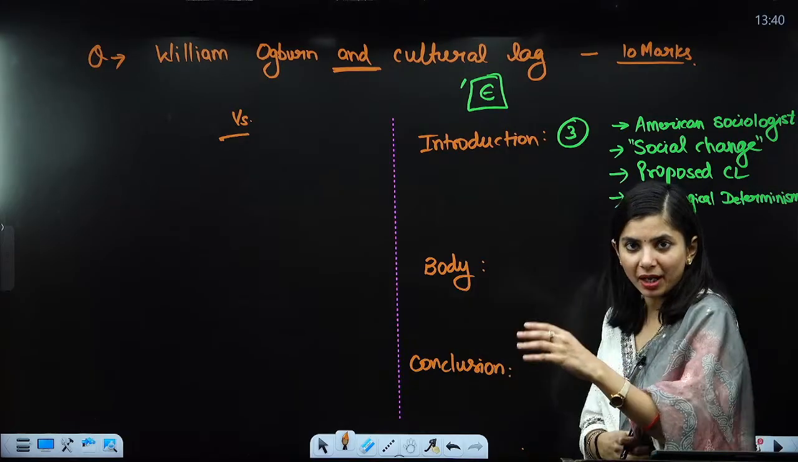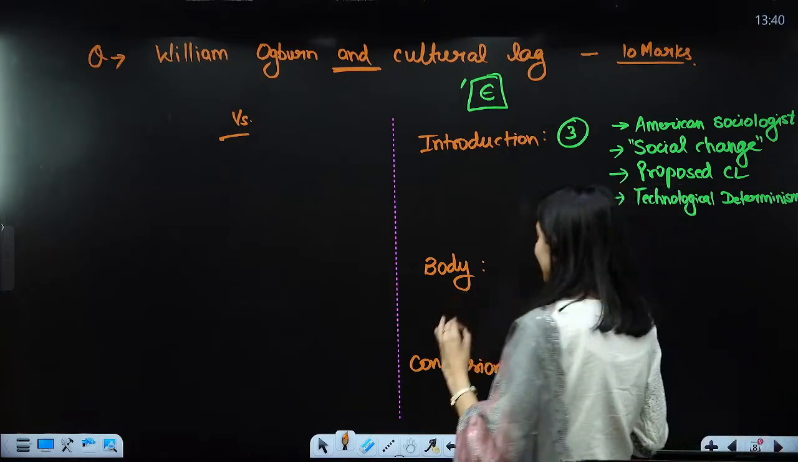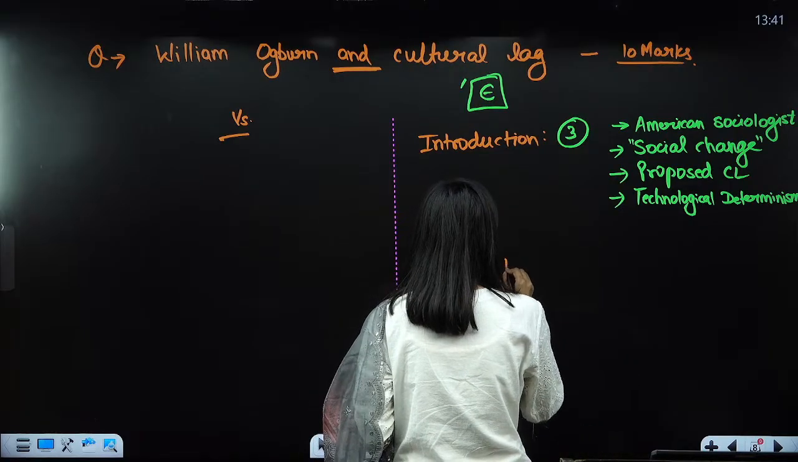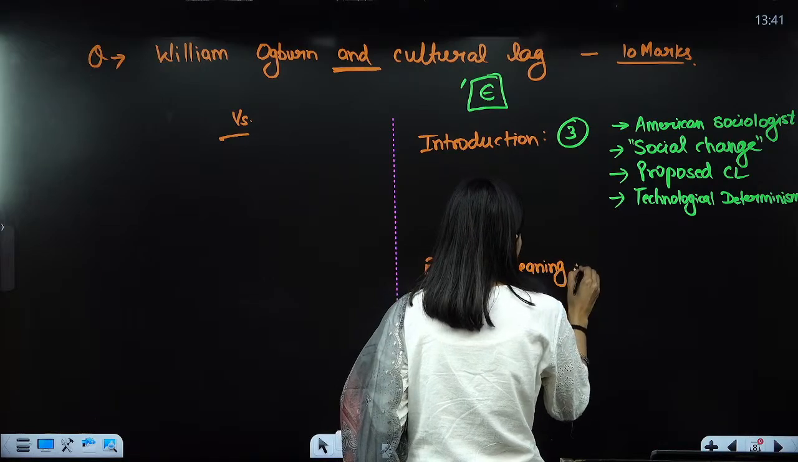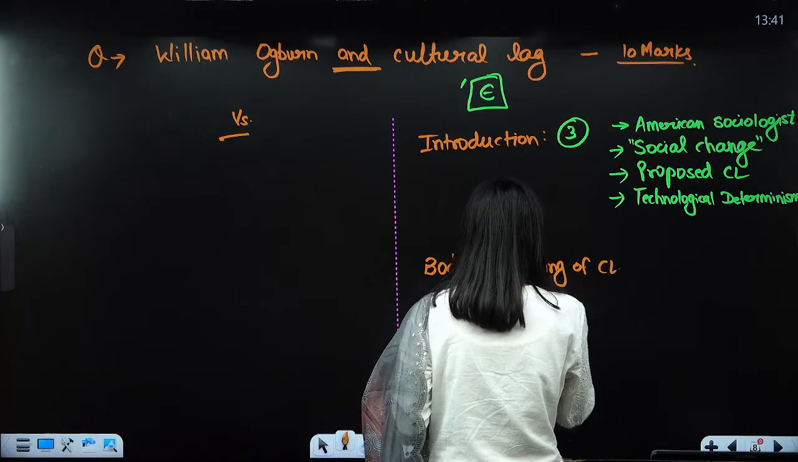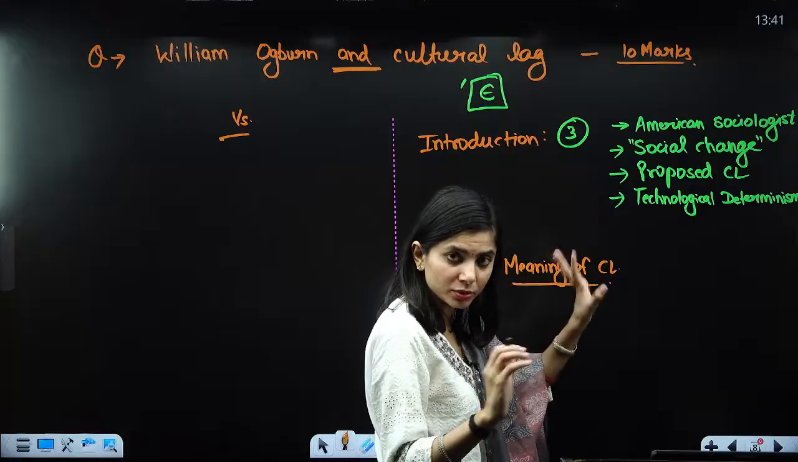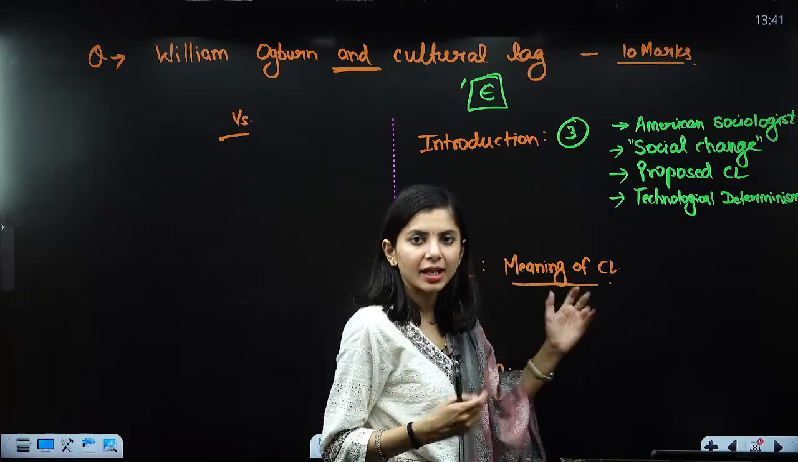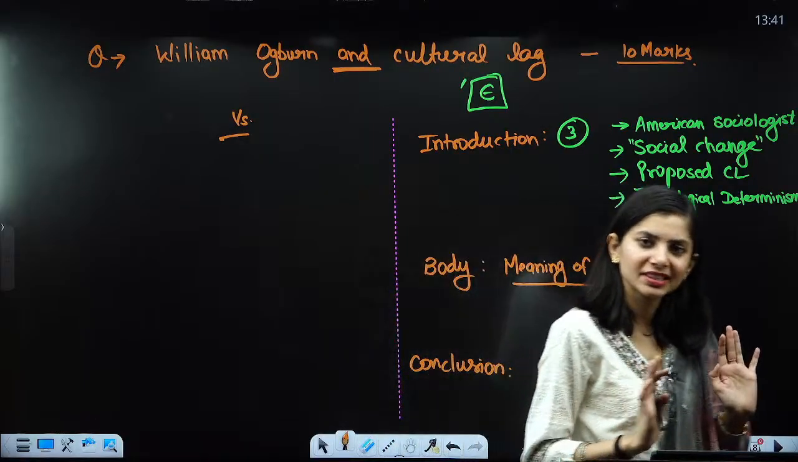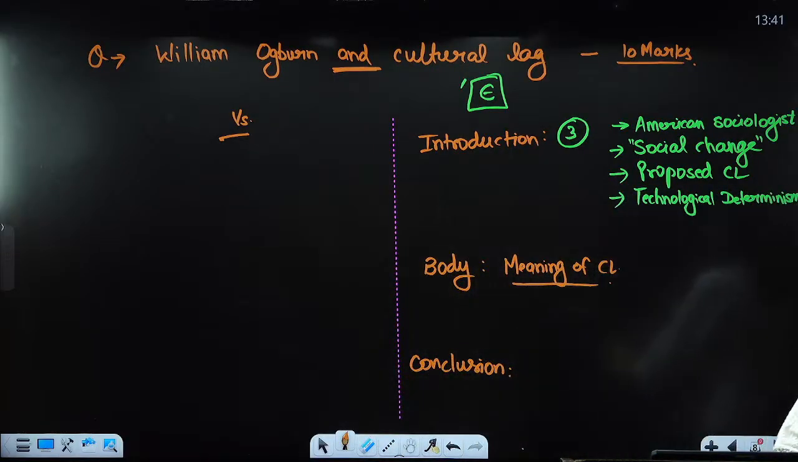Now in the body part, mention simply the simplest meaning of cultural lag. Do not use the heading "meaning of cultural lag". Just write down cultural lag and then write it down simply. Now, once you are done with that, then mention how Ogburn divided the culture.